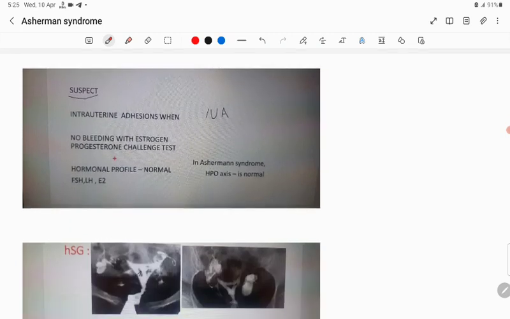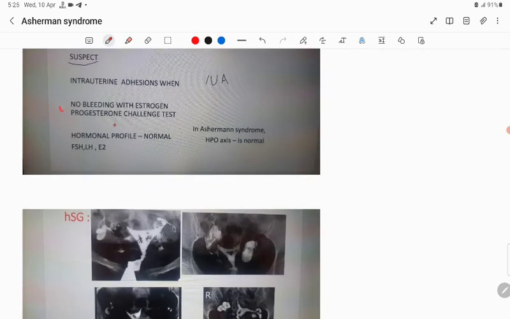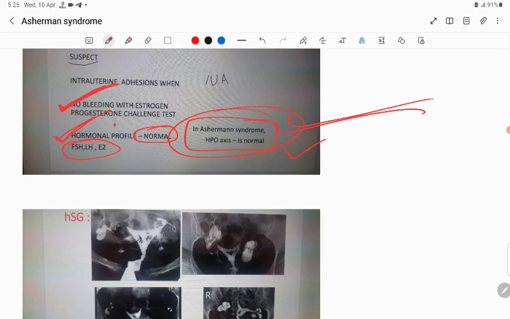How will you suspect intrauterine adhesion when there is no bleeding with the estrogen and progesterone withdrawal challenge test? After giving the estrogen plus progesterone challenge test for 10 days, and checking the hormone profile, if the hormone profile, FSH, LH, E2, is normal, then you have to suspect Asherman syndrome. In Asherman syndrome the HPO axis is completely normal.